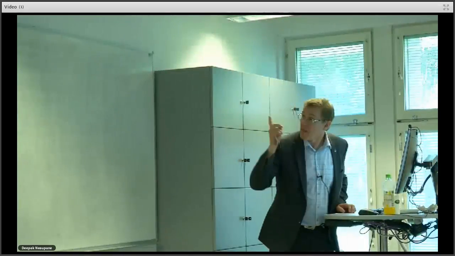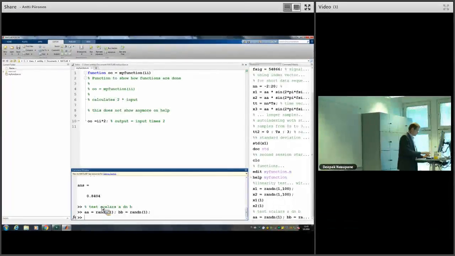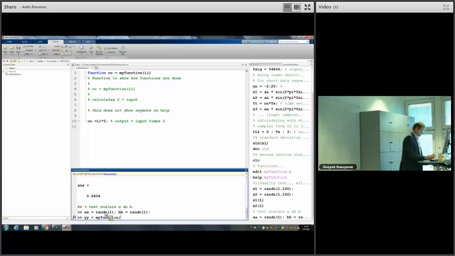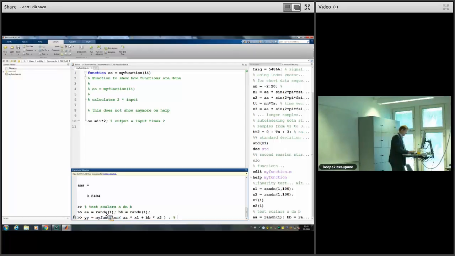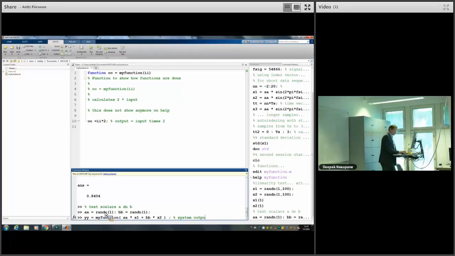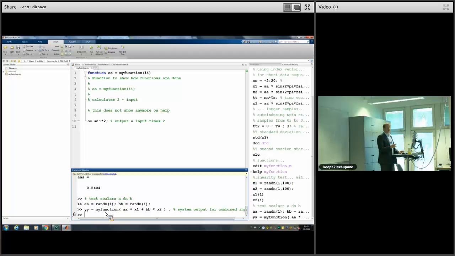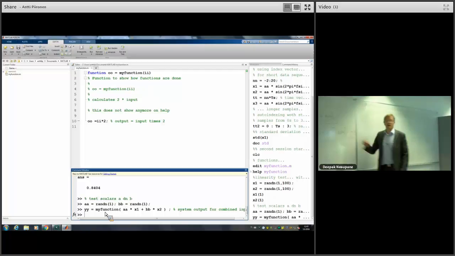Okay. Y of n, my function of A times x1 plus B times x2. There, that's the system output for combined inputs. And then we calculate the same thing using this formula. And then the comparison.